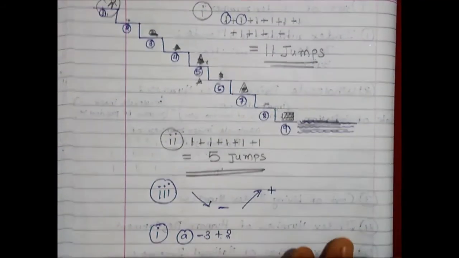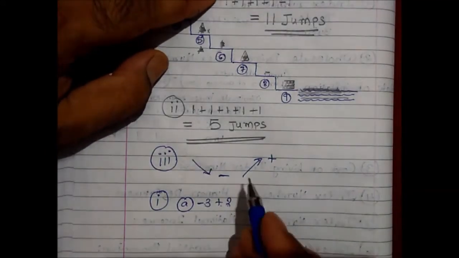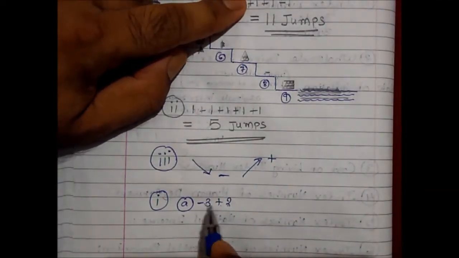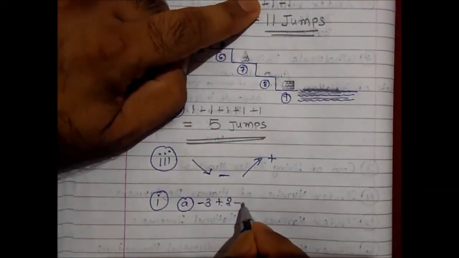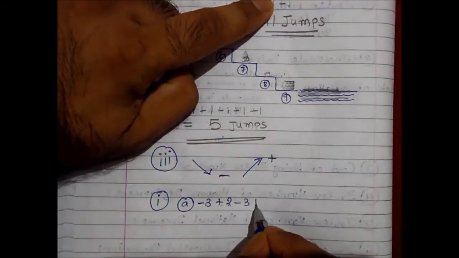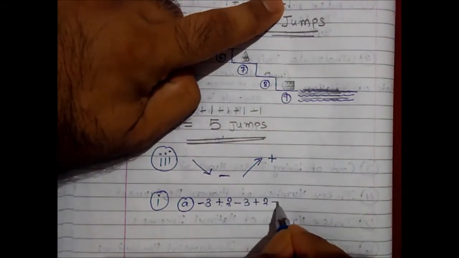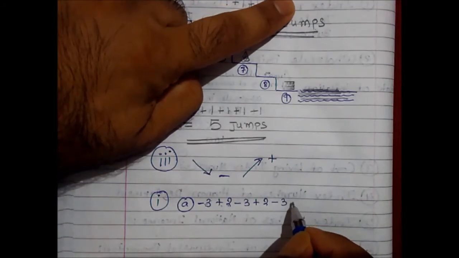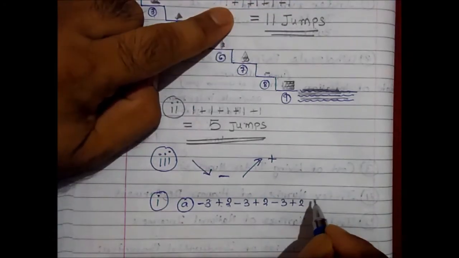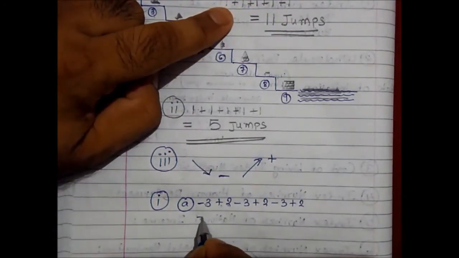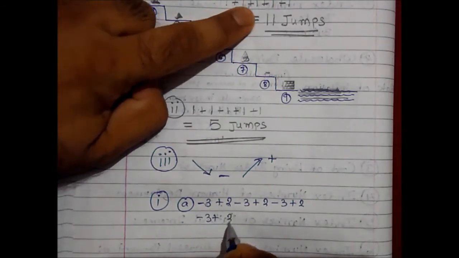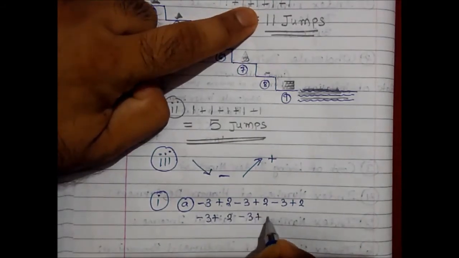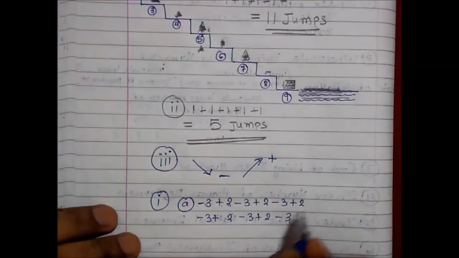So let's represent it. Very first -3, +2, -3, +2, -3, +2, -3, +2, -3, +2, -3.